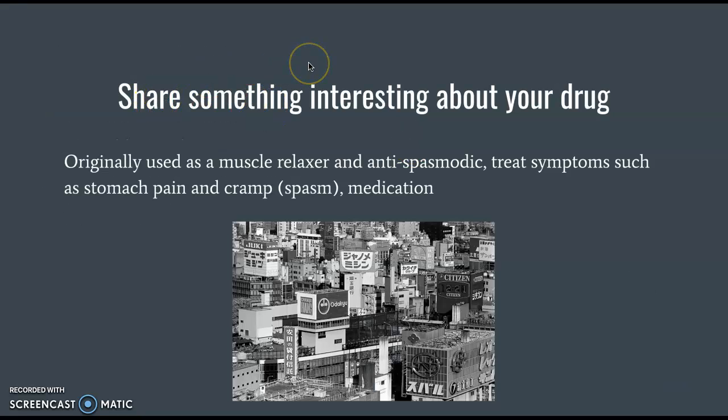And then something interesting that I found out about the drug was that when it was first discovered in 1970 in Japan, it was originally used as a muscle relaxer and antispasmodic medication, which stopped spasms and stomach pains.